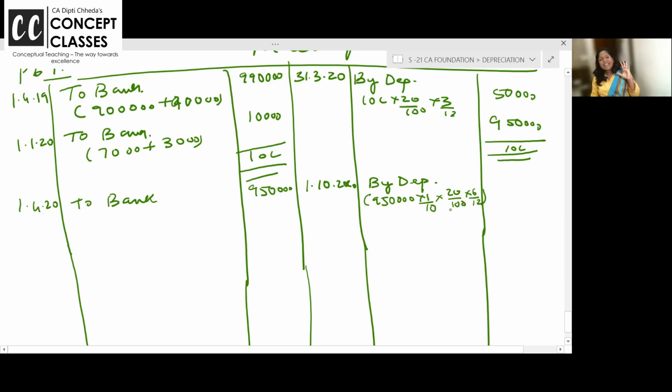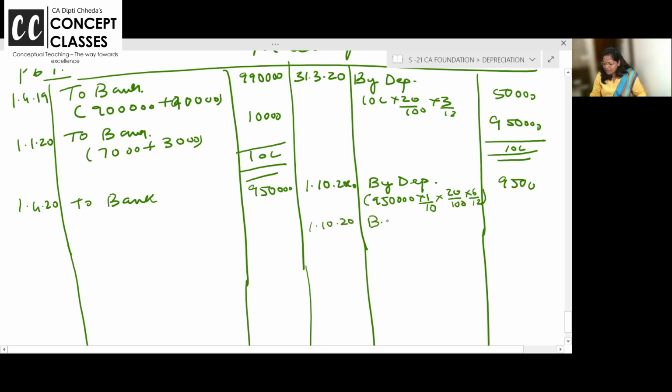If you got this, it means you know how to do accounts. Seriously, I'm telling you. And if you're saying it's easy, I'm happy for you. Good, you will do well. 950 divided by 10. So one machine's WDV is 95,000. 20% you depreciate into 6 divided by 12. 9,500 is the depreciation till the date of sale.